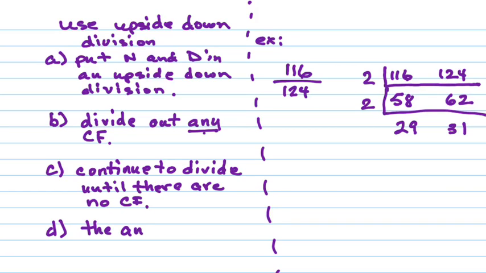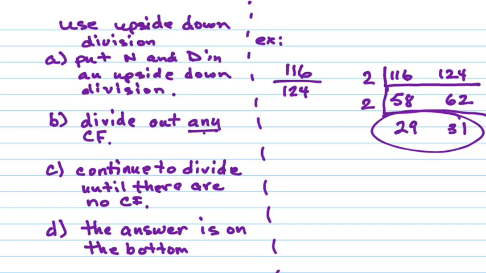The answer, which is the reduced fraction or simplified fraction, is on the bottom. What two numbers did I end up with on the bottom? 29 and 31. And remember, the first one was our numerator. The second was our denominator. So my reduced fraction is 29 over 31.